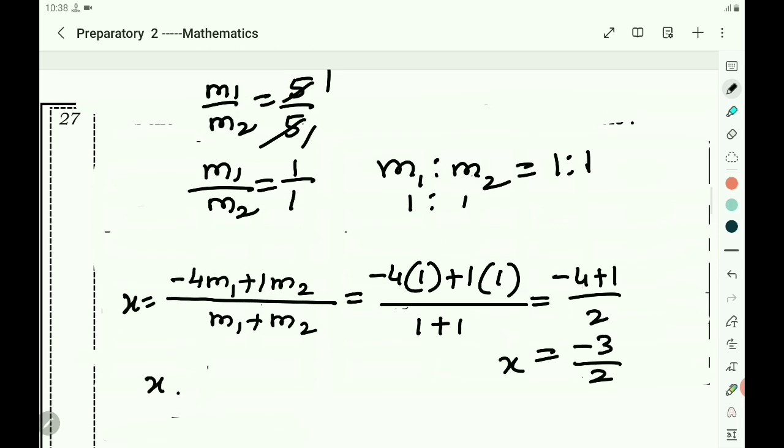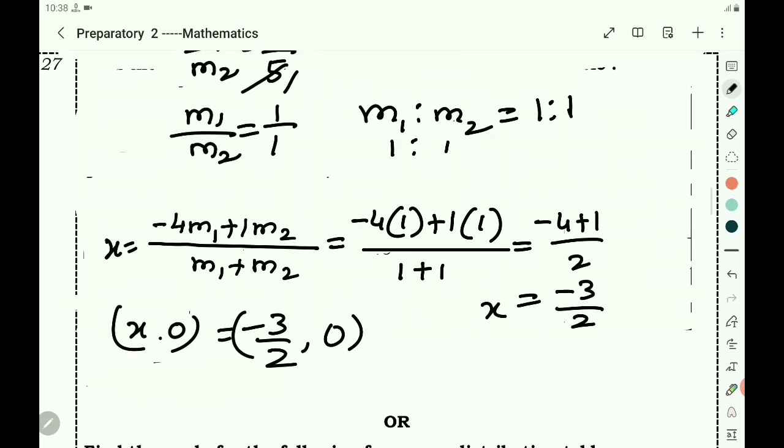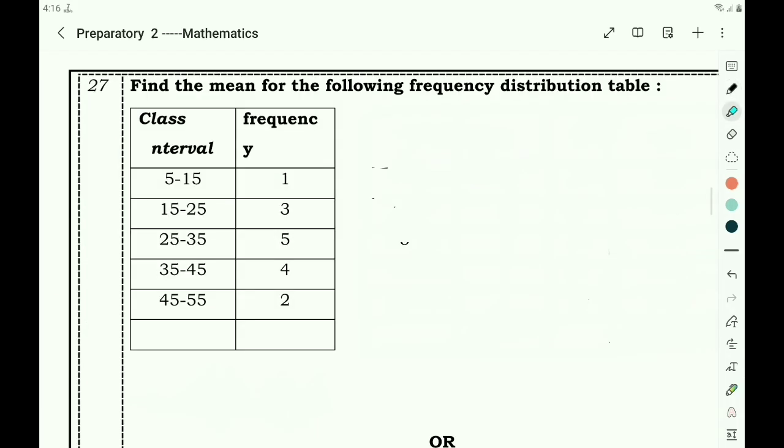Then x0 means minus 3 by 2, 0. Coordinates of the point of division is minus 3 by 2, 0.